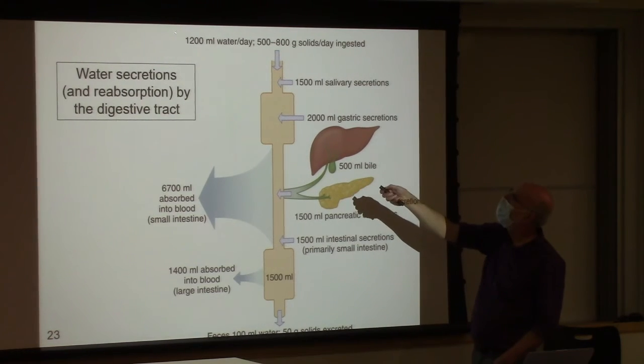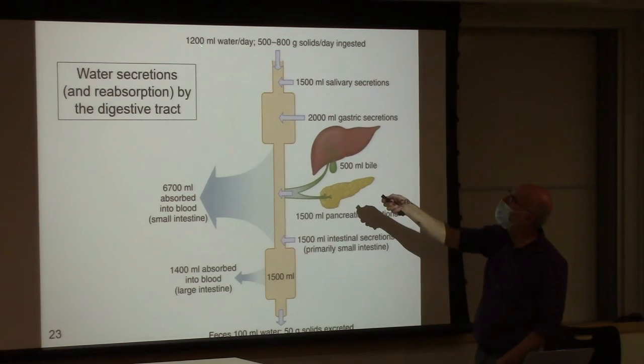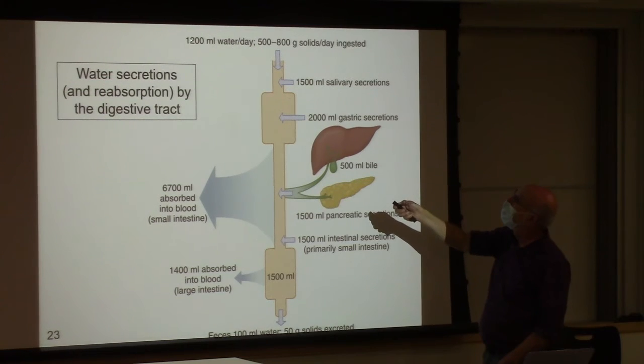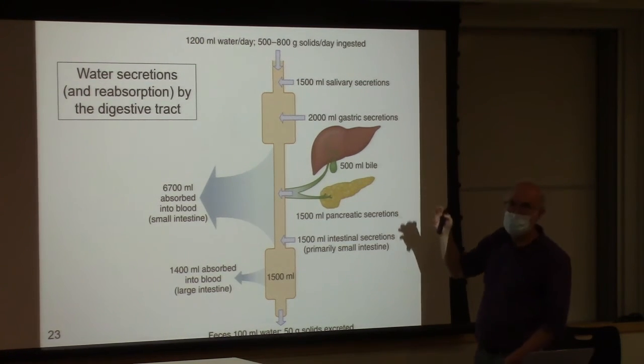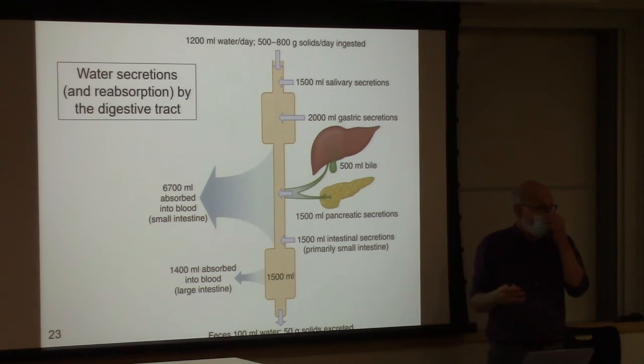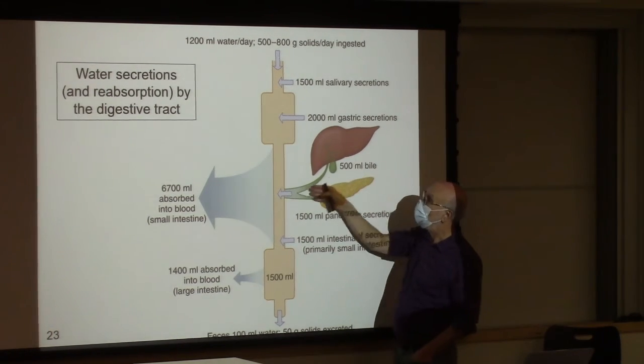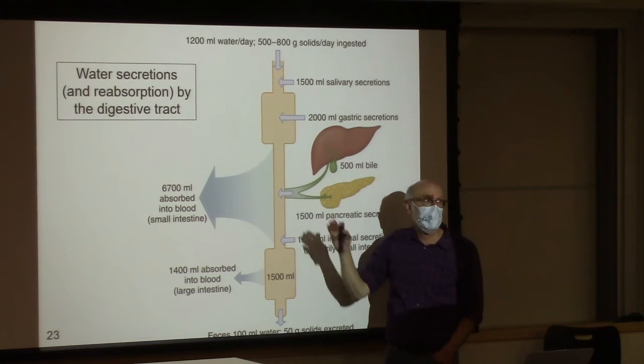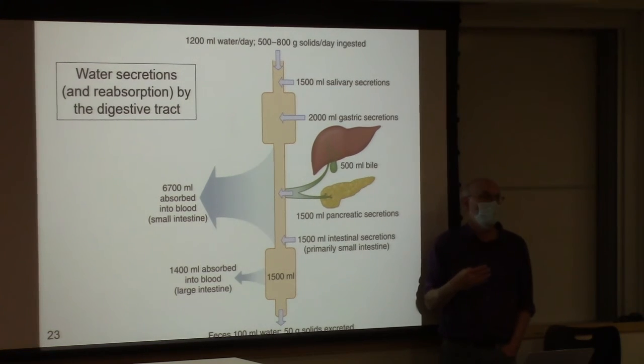So look at all this input. I mean, you're only aware of your 1.2 liters that you're drinking, but 1.2, well, you can do the arithmetic. A lot of water is going into the digestive tract, and you know you don't excrete that much water, at least you shouldn't be. If you do, you're going to get dehydrated super fast. That's cholera.